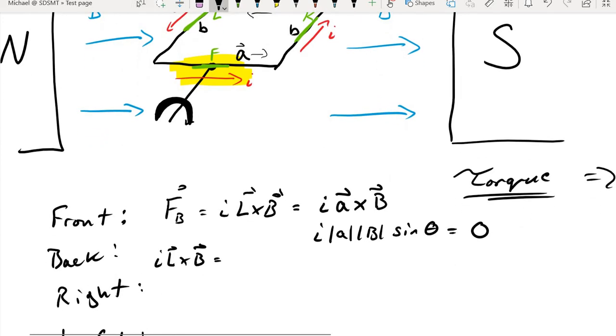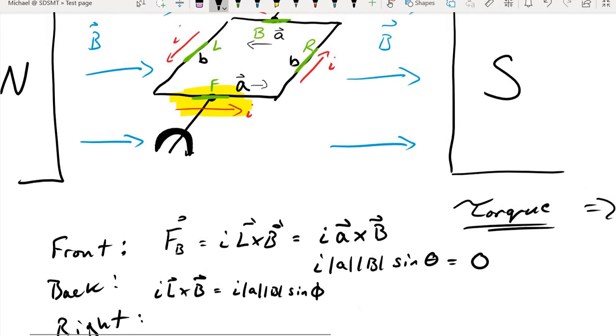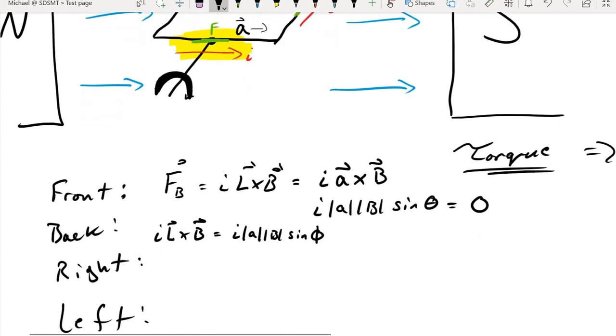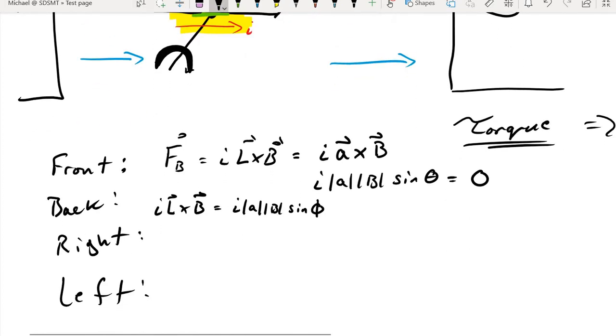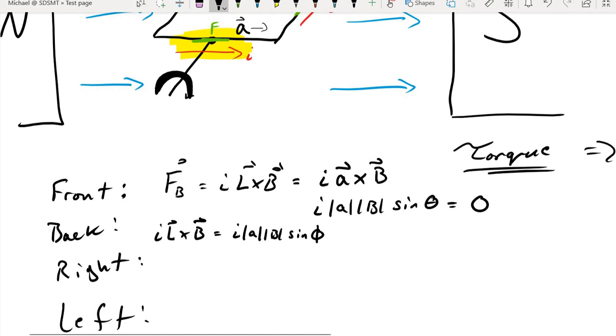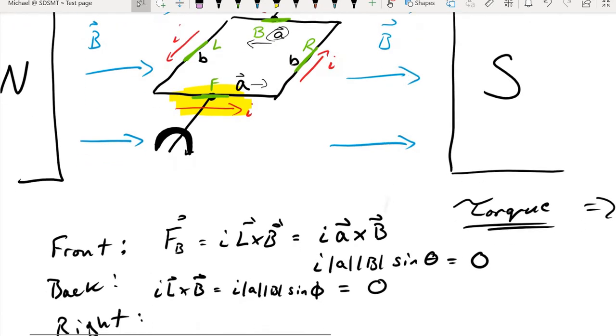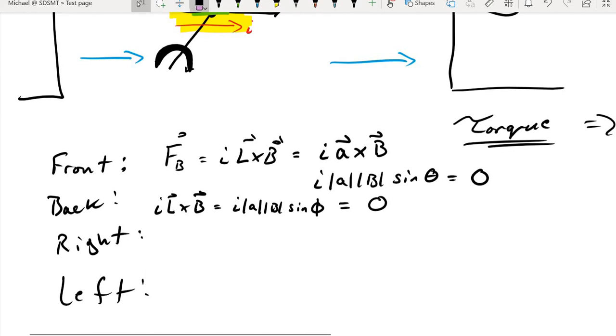So our cross product is going to become I, magnitude of A, magnitude of B, sine of the angle between the two. Well, now our displacement vector is pointing to the left. Our field vector is pointing to the right. That's 180 degrees difference. Sine of 180 degrees is also 0. So there's no force acting on the back leg of this coil. Where we will see some different outcomes are for the right and left leg.